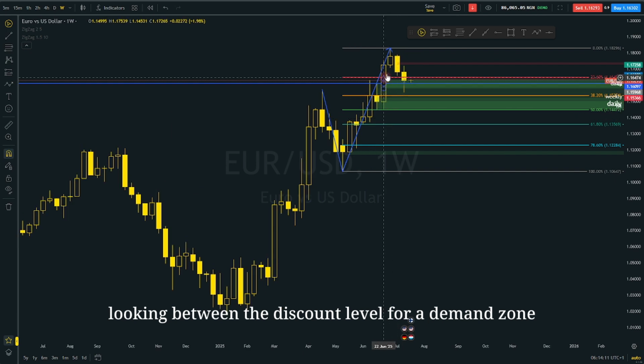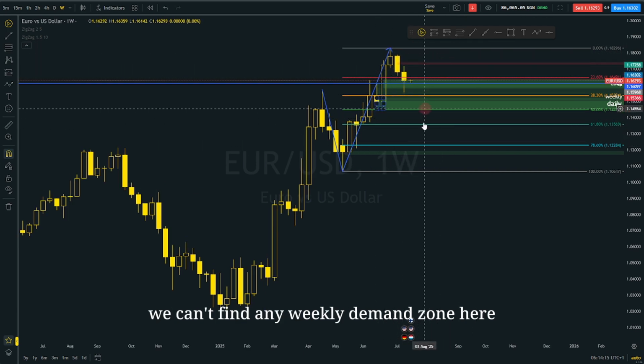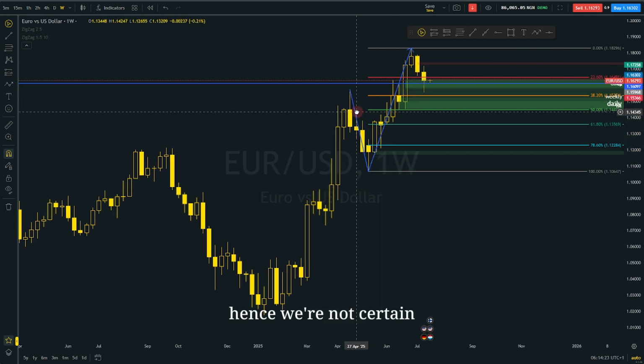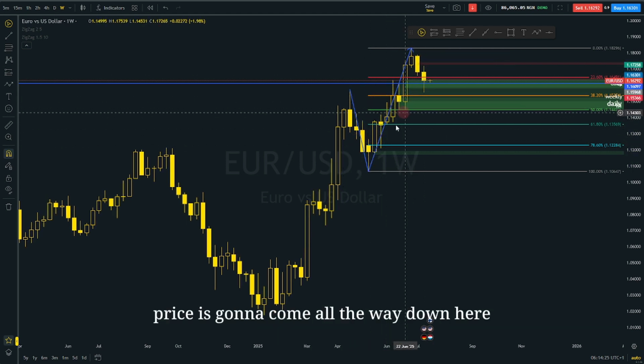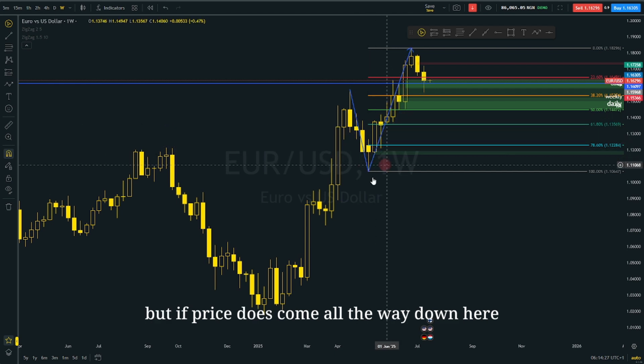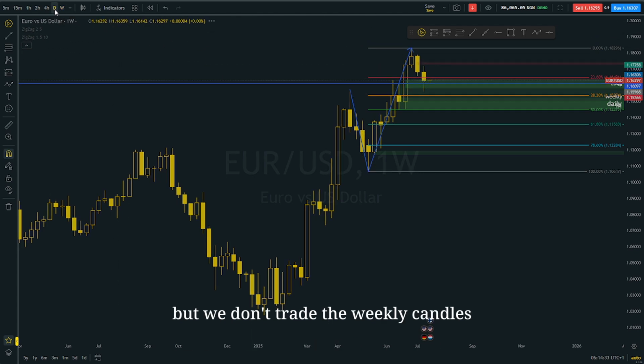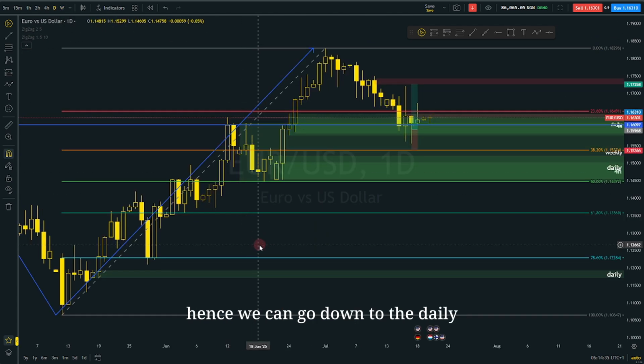Now, looking between the discount level for a demand zone, we can't find any weekly demand zone here below the 50% retracement of the Fibonacci retracement. Hence, we're not certain price is going to come all the way down here, but if price does come all the way down here, then we're not going to be having like weekly chances. But we don't trade the weekly candles, hence we can go down to the daily.